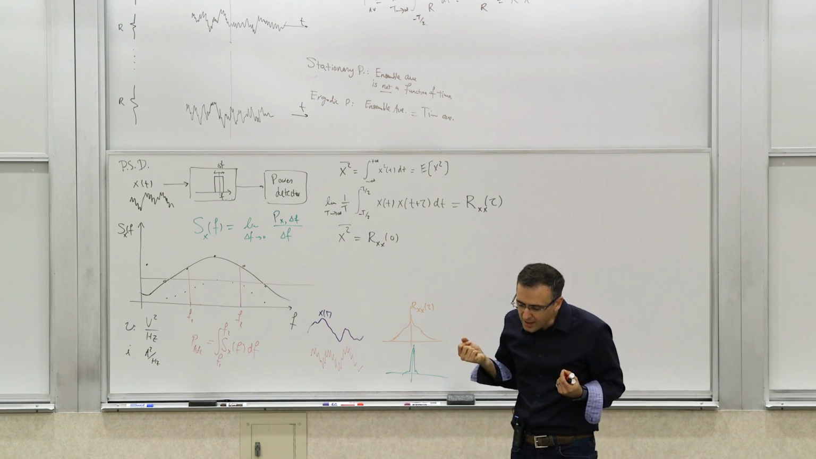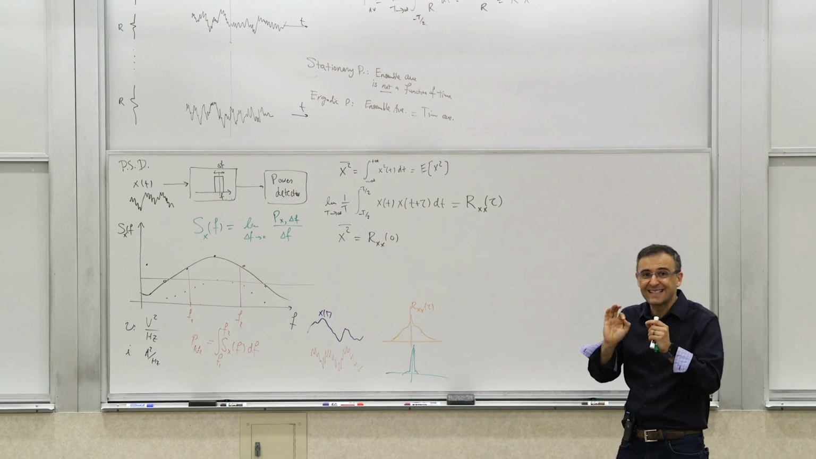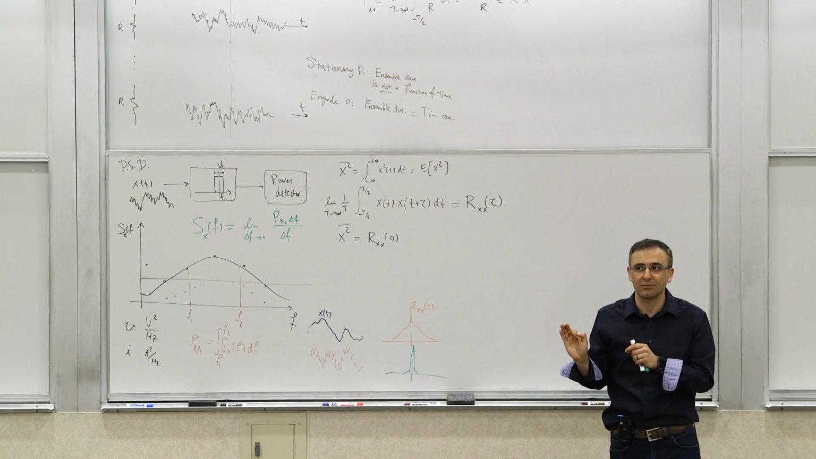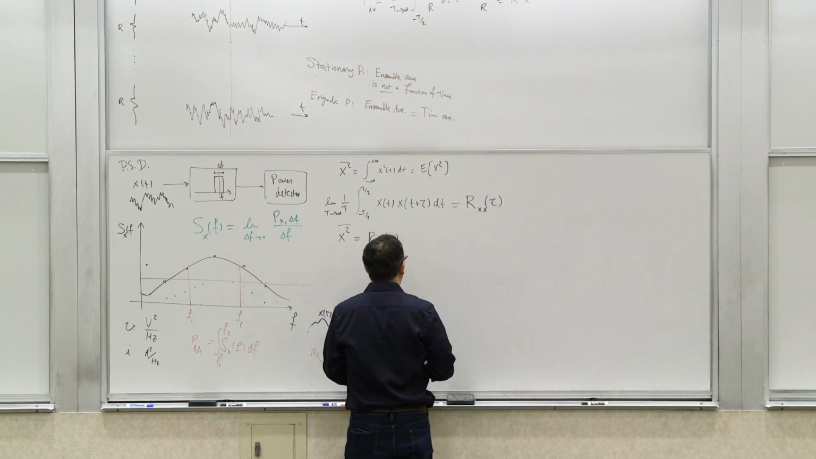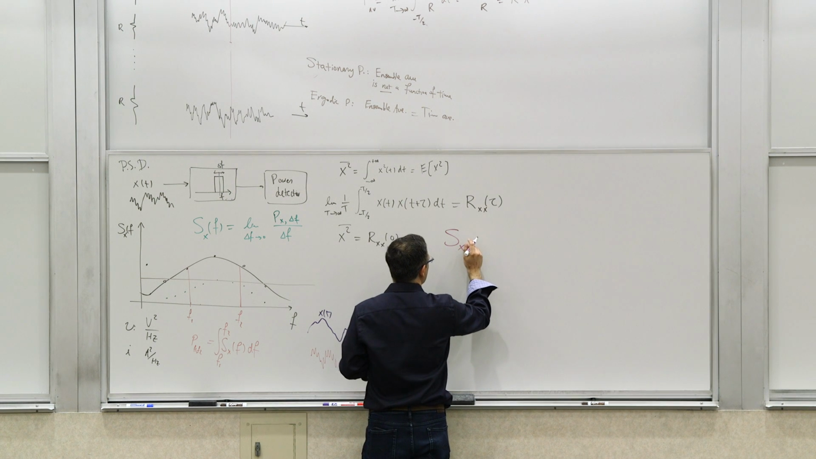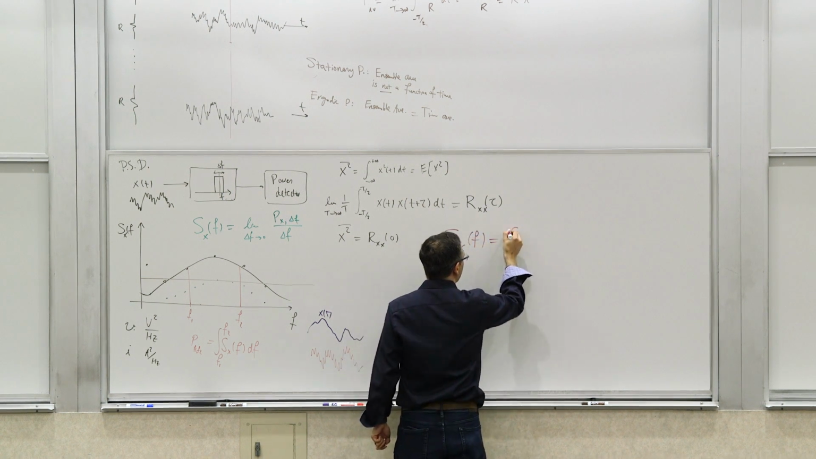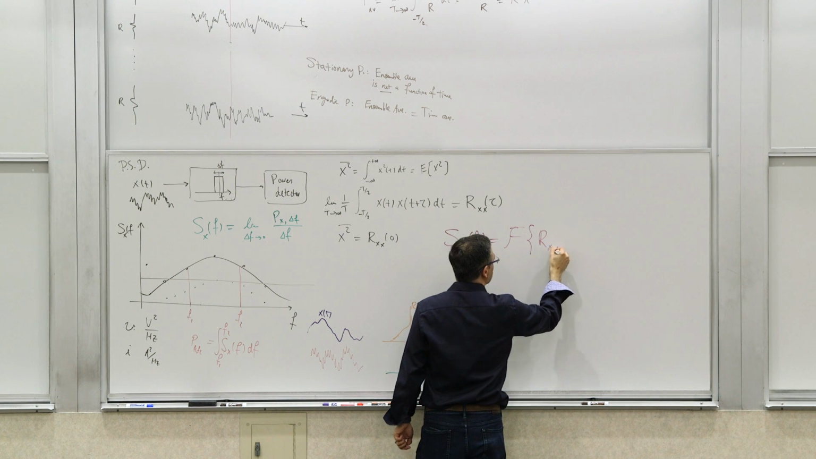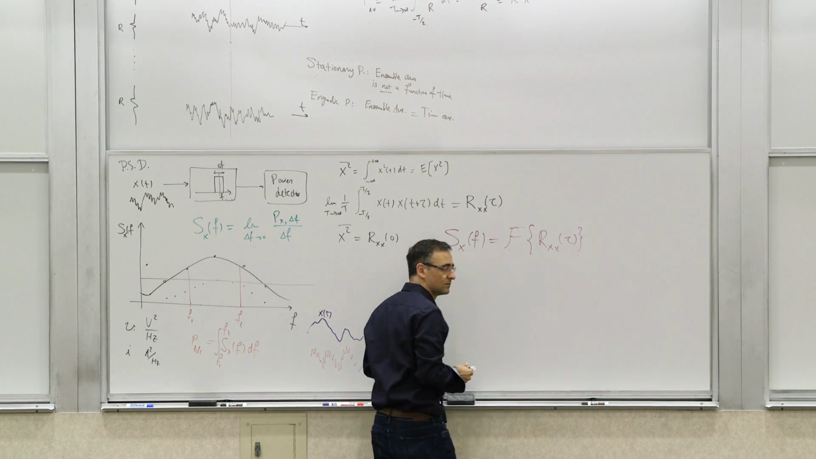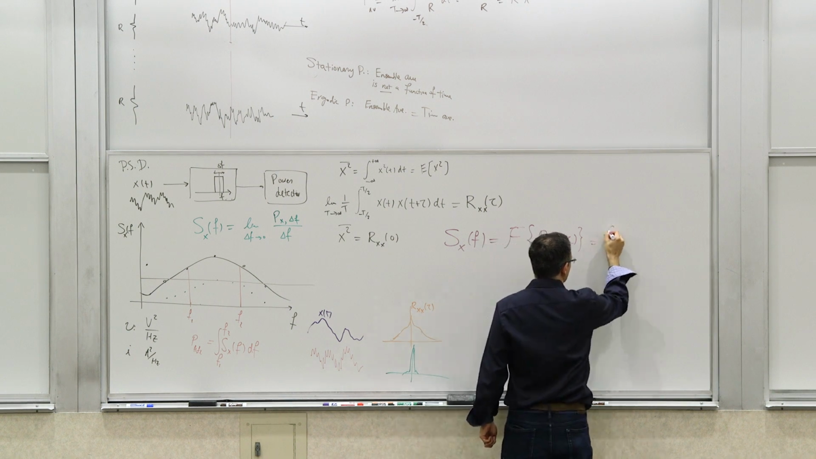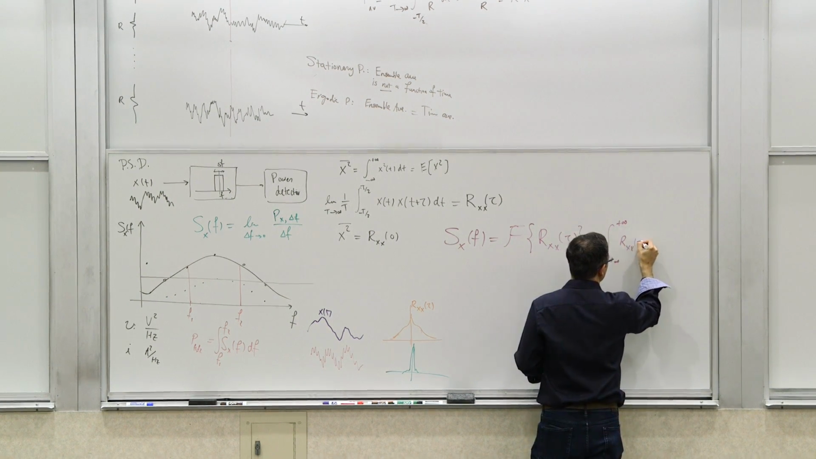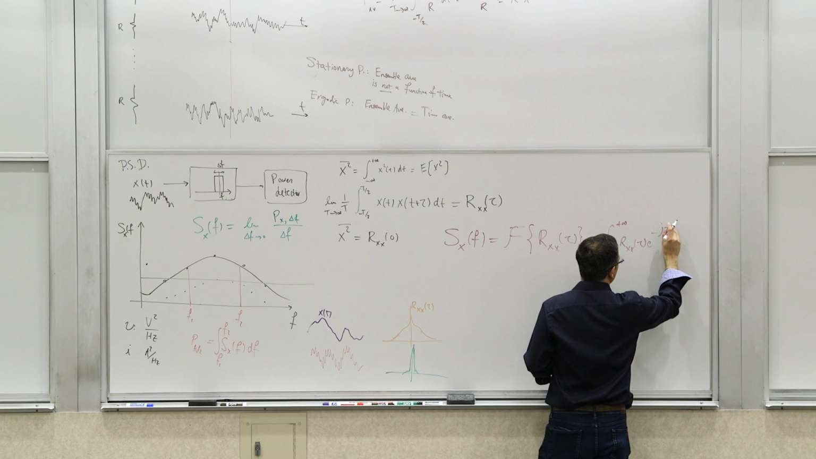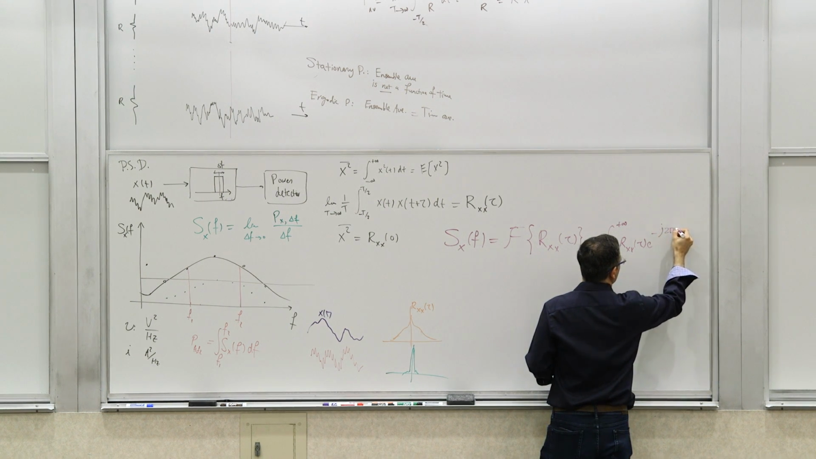Now, one of the things to keep in mind is that this is the key result. This can be proven. We're not going to prove it here, but it can be mathematically proven that the power spectral density of the signal x is indeed the Fourier transform of the autocorrelation function, which you can express using the definition of the Fourier transform, the integral of R(tau) e^(-j 2 pi f tau) d tau.